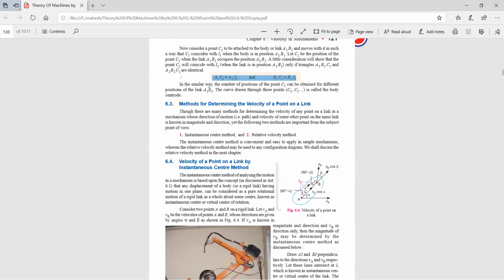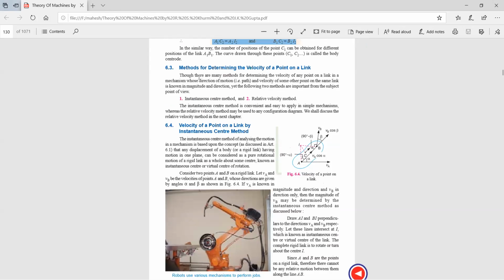In a similar way, the position of C1 can be obtained for different positions of link A1B1. Now, how can the velocity of a point on a link be measured? There are two methods: one is the instantaneous center method and the other is the relative velocity method. The relative velocity method we will look at afterwards, as that is completely graphical. What we are going to deal with here is the instantaneous center method.